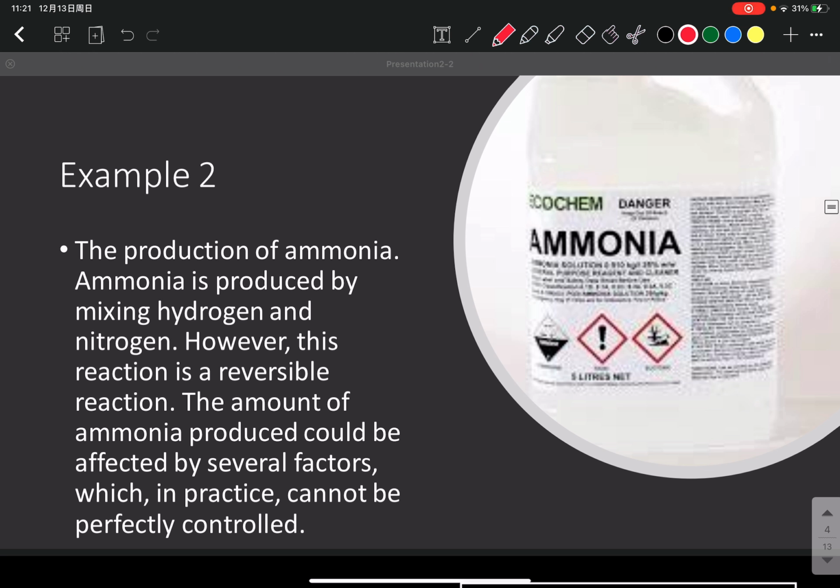The second example is the production of ammonia. Ammonia is produced by mixing hydrogen and nitrogen. However, this reaction is a reversible reaction. The amount of ammonia produced could be affected by several factors, which in practice cannot be perfectly controlled.